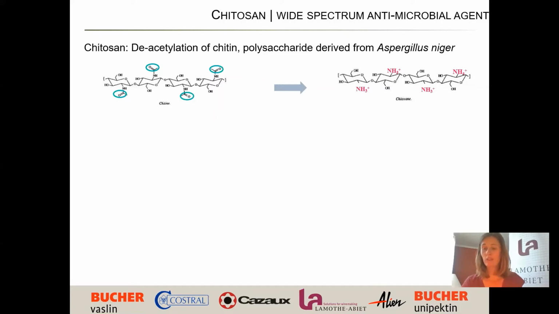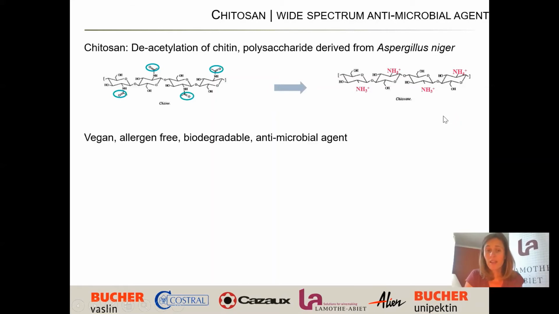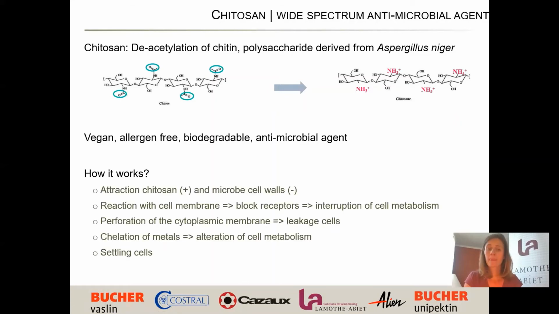But in those industries, it comes from the shell of crustaceans. Because we don't want to use an allergenic product, in winemaking we use one derived from Aspergillus niger. As you can see, the molecule of chitosan is positively charged, and that's how it works. Every single microbe has some negative residual charge on its cell wall, so there is an attraction, like a magnet, between the chitosan and the microbe by charge attraction, okay?